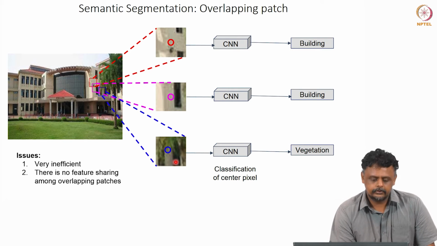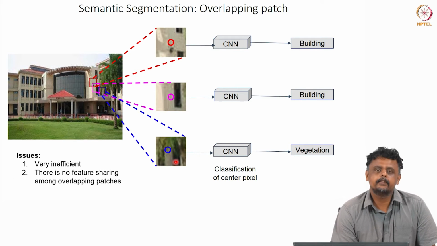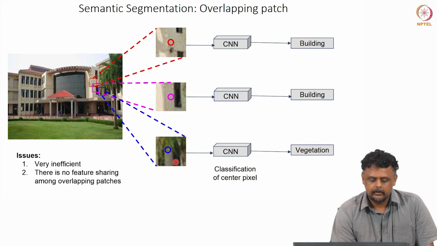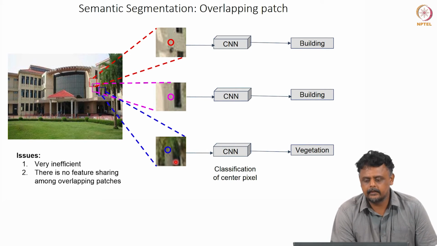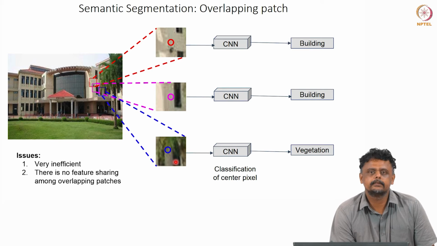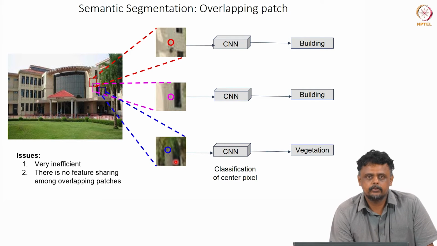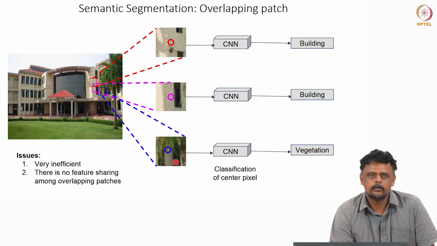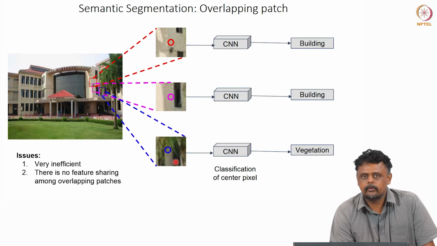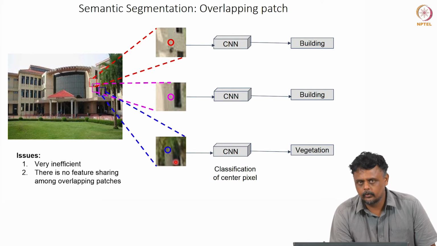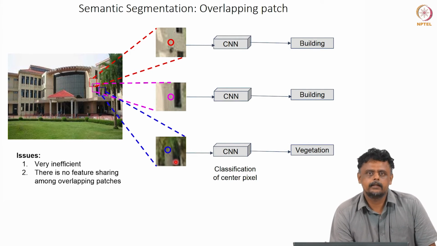So the issues, as we stated earlier, it's very inefficient in terms of computations, and there is no feature sharing among the overlapping patches, in the sense that the network only looks at that particular patch and it does not pay attention to what is around that. So ideally, to make it more effective, you would end up taking larger and larger patches, which of course would mean that you would end up doing more computations, and the results will take a longer time to be output.